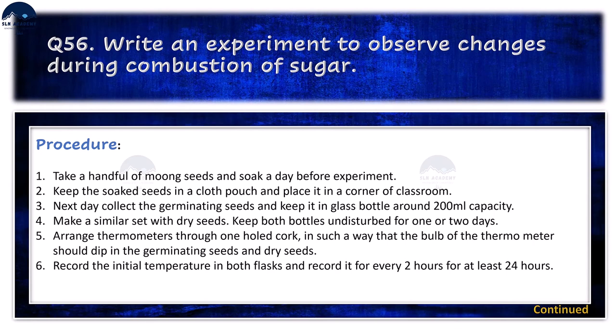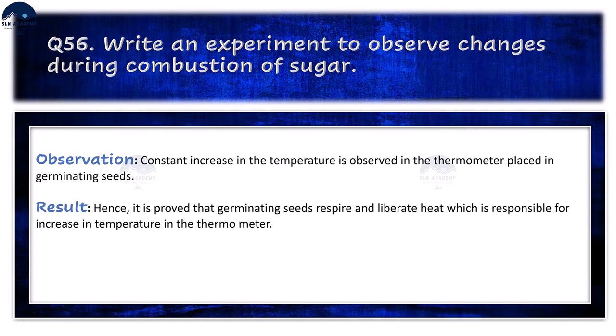Arrange thermometers through one hole cork in such a way that the bulb of the thermometer should dip in germinating seeds and dry seeds. Record the initial temperature in both flasks and record it for every 2 hours for at least 24 hours. Observation. Constant increase in temperature observed in thermometer placed in germinating seeds. Result. Hence, it is proved that germinating seeds respire and liberate heat, which is responsible for increase in temperature in the thermometer.